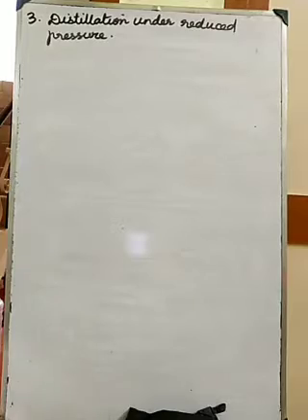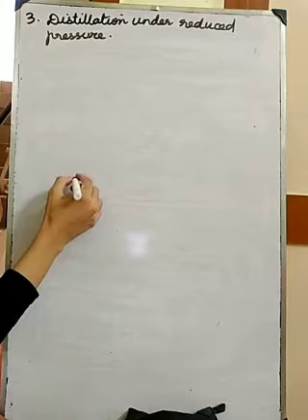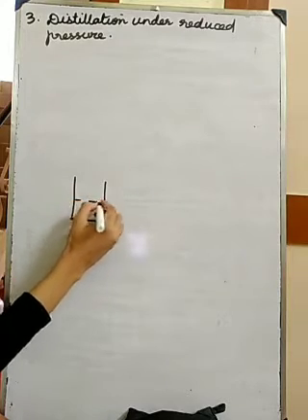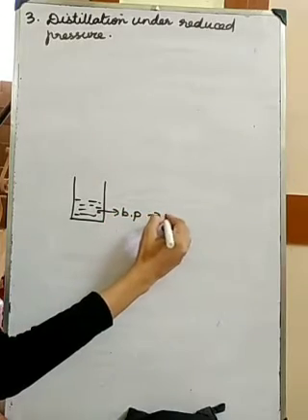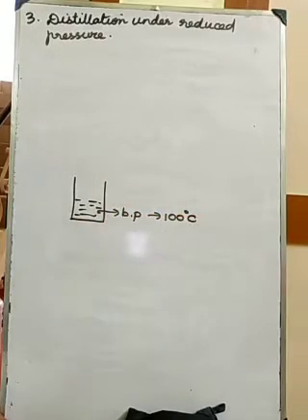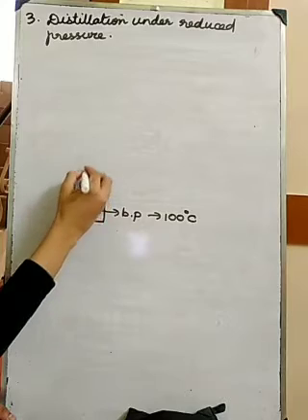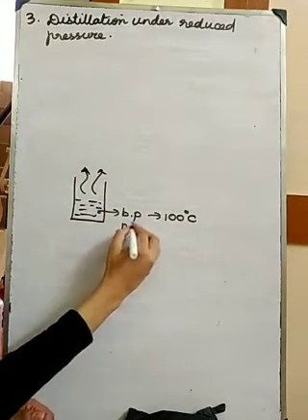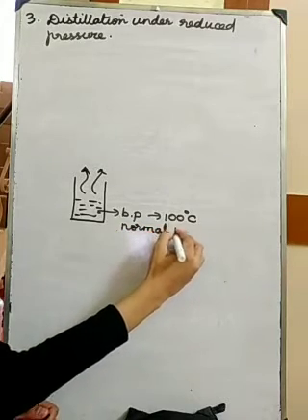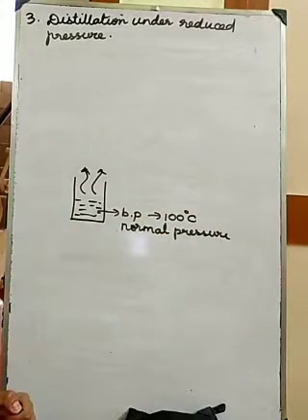What is the concept here? That alone first I will explain, then I will give the notes. Okay. Suppose water is present. What is the boiling point of water? Boiling point of water is 100 degree Celsius. Water will start boiling and it will change into vapors at 100 degree Celsius at normal pressure, normal room pressure. At normal pressure, it will boil at 100 degrees Celsius.